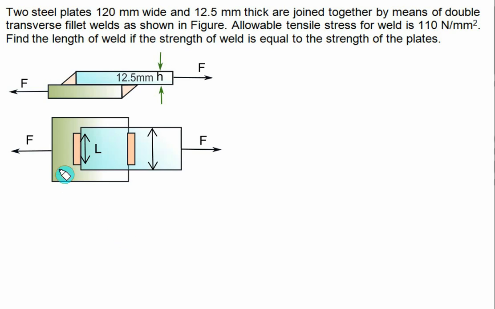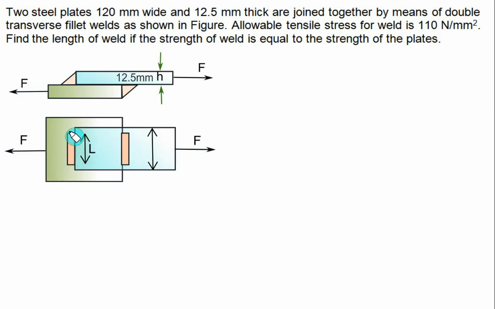So we'll show the top view here. We have two plates given here. The one plate we will assume has width equal to 120, so we have width equal to 120 mm. And we have thickness. Thickness is 12.5 mm, the same as our leg size. Length of weld we have to find out.